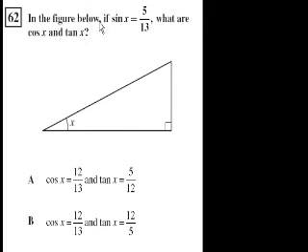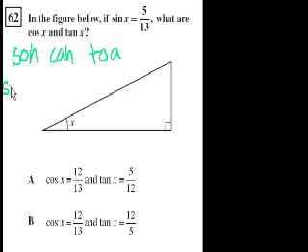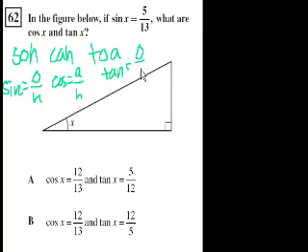Problem 62. Looks like we're going to do some trigonometry. In the figure below, if sine of x is equal to 5 over 13, what are the cosine of x and tangent of x? I don't know if you've seen the basic trigonometry videos, you might want to, but a good mnemonic for memorizing sine, cosine, and tangent is SOHCAHTOA. That means sine is equal to opposite over hypotenuse. Cosine is equal to adjacent over hypotenuse, and I'll tell you what these mean in a second. And tangent, you might have guessed, is equal to opposite over adjacent.